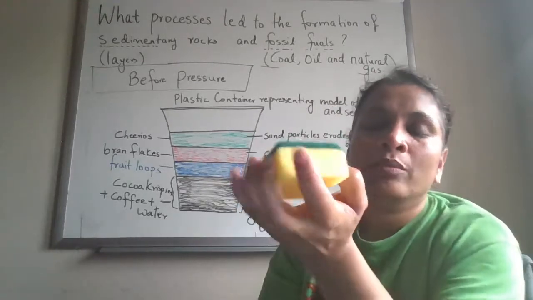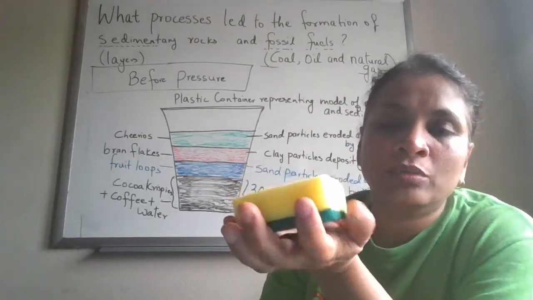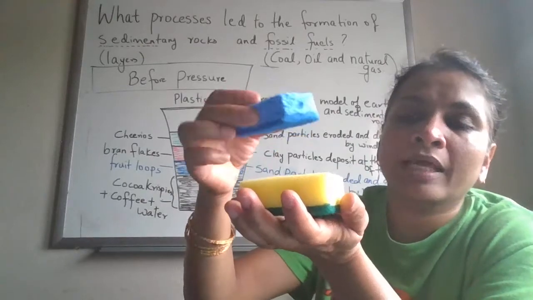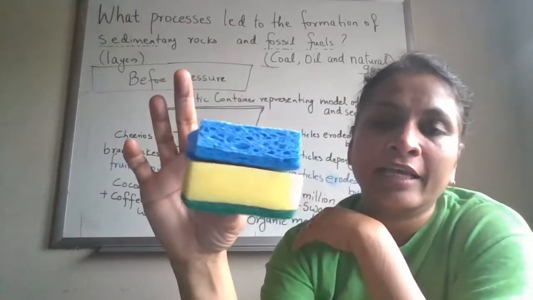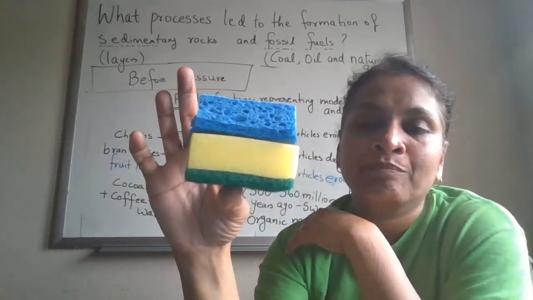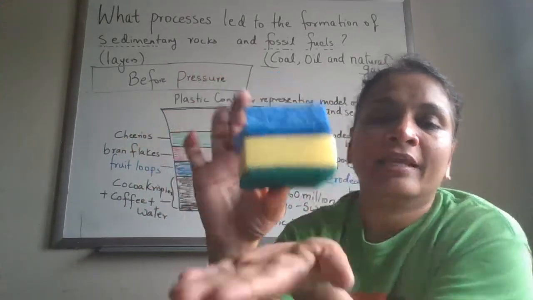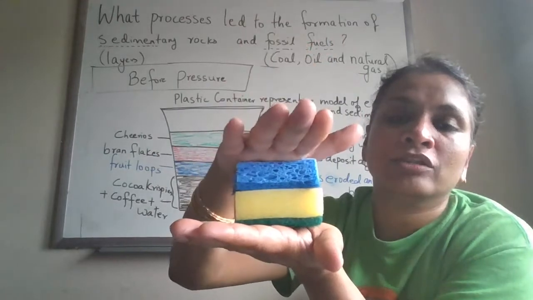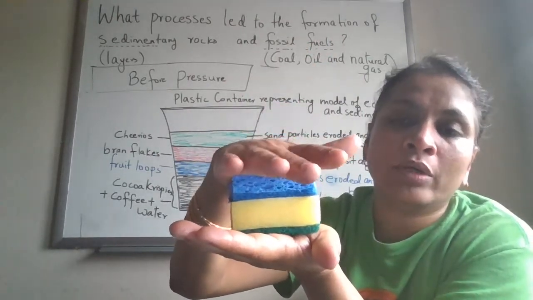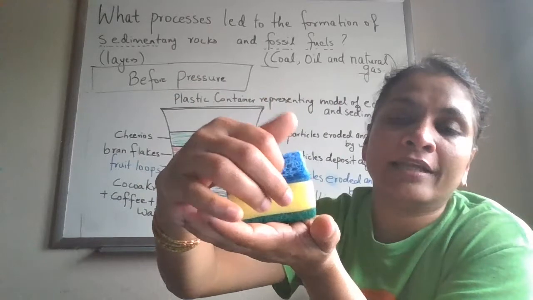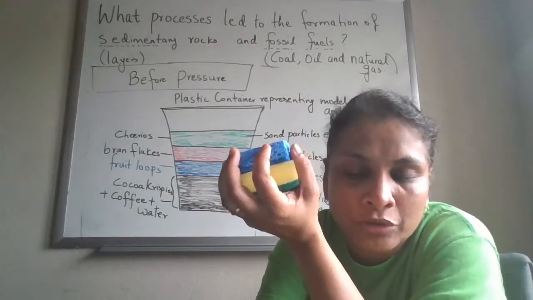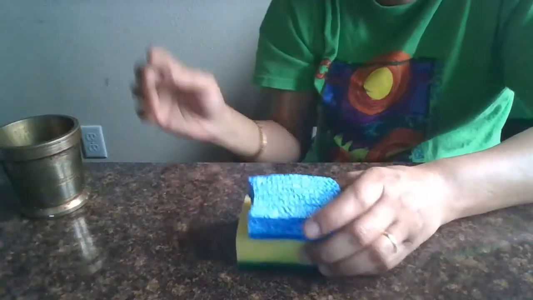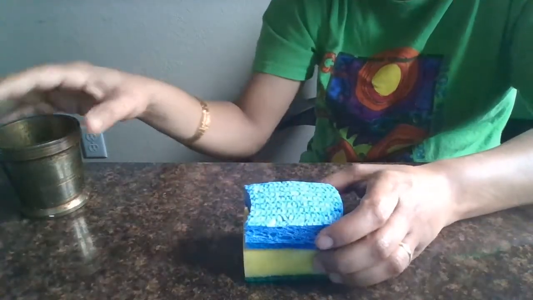Think about it. What do you predict you will see if I were to apply pressure? Right now it's very fluffy and very widespread. What would happen to these two layers of sponges if I apply pressure on it? So pause for a second and think about it before I show you the results. I'm sure this is what you must have predicted.